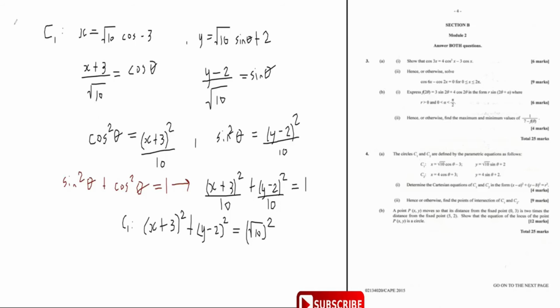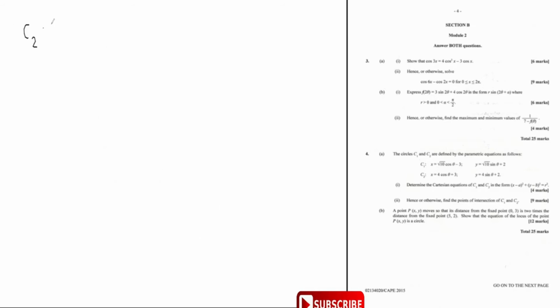We're going to do the same for C2. For C2, they give us 4 cos theta plus 3 is equal to x. All we need to do is make cos theta the subject. We subtract 3 from both sides, so we get x minus 3, and then we divide through by 4 to get cos theta is (x minus 3) over 4. And over here, y is 4 sine theta plus 2, and this is equal to y.